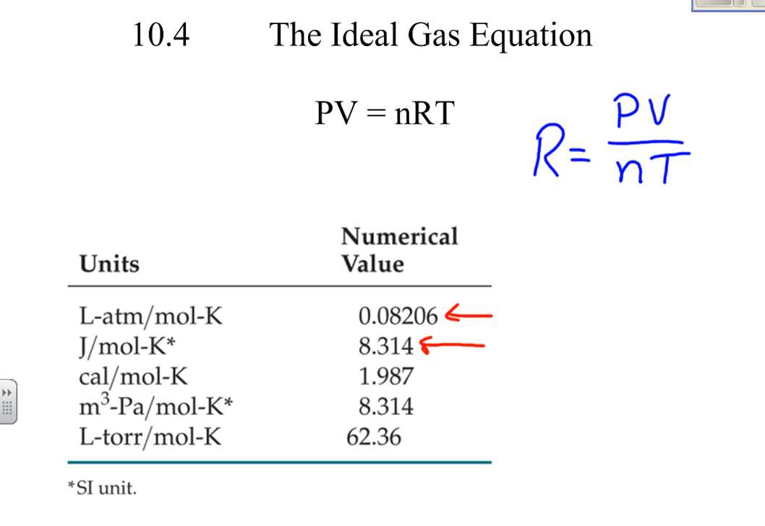The one below it is calories per kmol, and then there are the ones where we have meters cubed for the volume, pascals. So that's more of our physics-derived units, and you can see that actually corresponds to the derived units of the energy up there, and then liters torr per kmol if we're using those units.